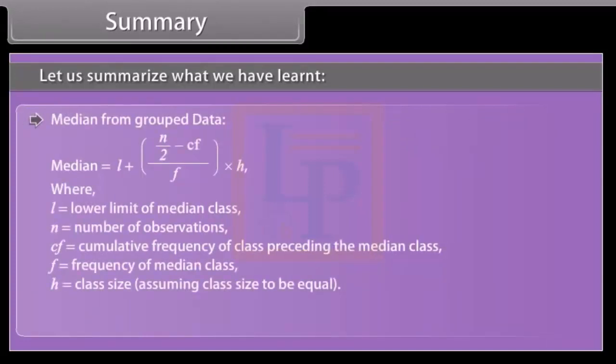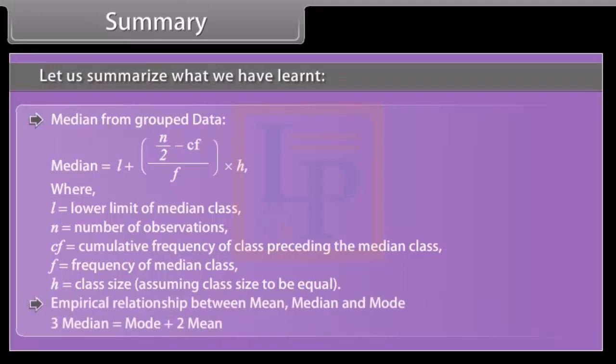Median from grouped data. L plus (n by 2 minus Cf) divided by f and multiplied by h, where L is equal to the lower limit of the median class, n is equal to the number of observations, Cf is equal to the cumulative frequency of the class preceding the median class, f is equal to the frequency of the median class, h equals class size assuming class sizes to be equal.